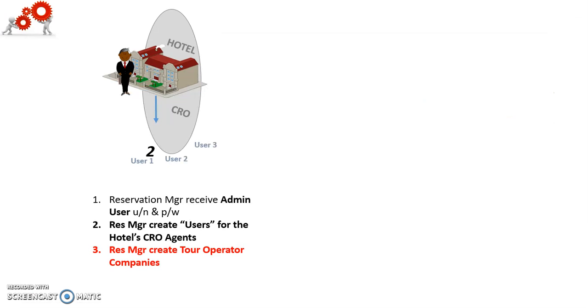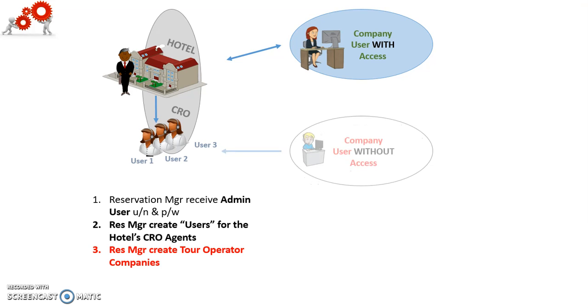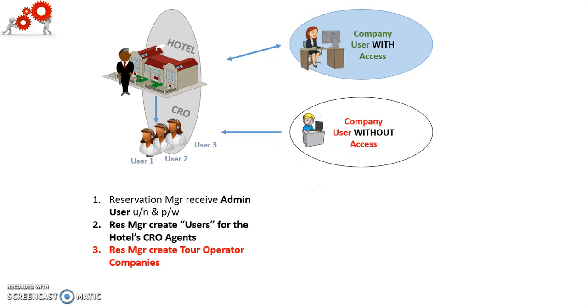The CRO users are created, but now the reservation manager needs to give access to our preferred tour operators who need to make bookings on the hotel's Kimso Online Group Booking site. We have mentioned earlier that we have tour operators that will have Kimso Online Group Bookings access to make bookings, and then we will have tour operators that will not have access, but they will make group bookings by calling or contacting the hotel's CRO agents that we have just created on the system.